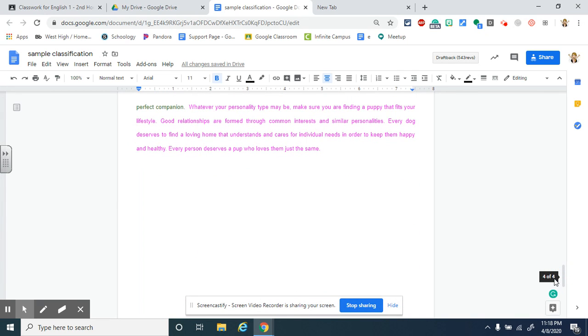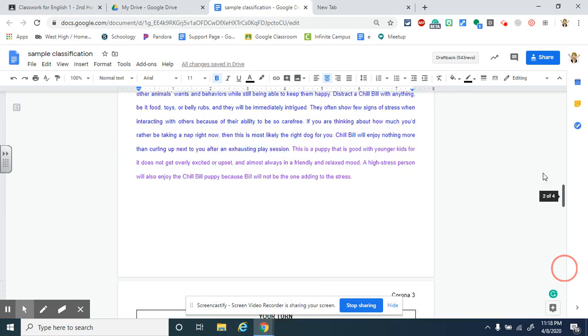So whatever your personality type may be, make sure you are finding a puppy that fits your lifestyle. Good relationships are formed through common interests and similar personalities. Every dog deserves to find a loving home that understands and cares for the individual needs in order to keep them happy and healthy. Every person deserves a pup who loves them just the same.